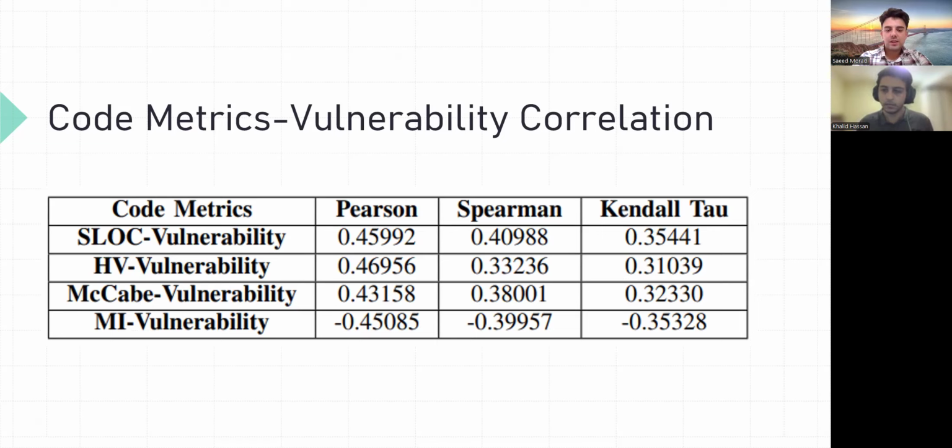As we can see, the numbers are relatively low, which indicates that the correlation between vulnerability and code metrics is really weak and not very reliable, which means that you cannot use code metrics to detect or predict vulnerability in a smart contract. It cannot be used for fixing bugs or predicting bugs in the future.